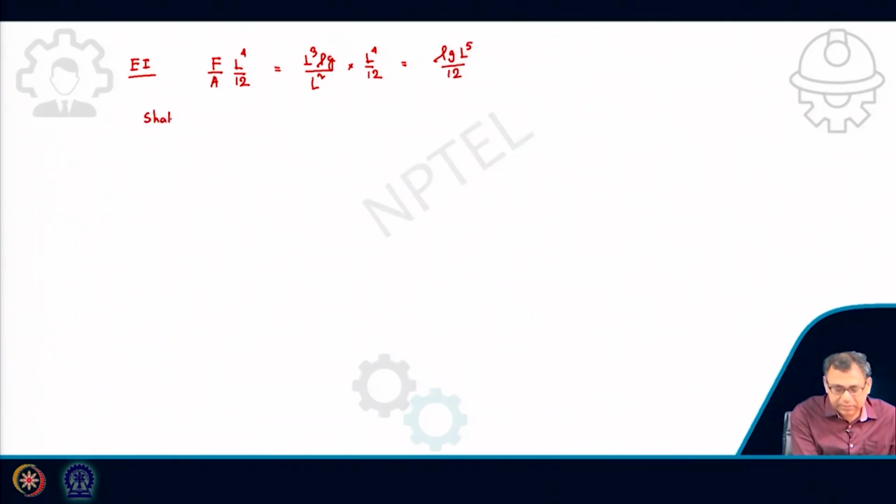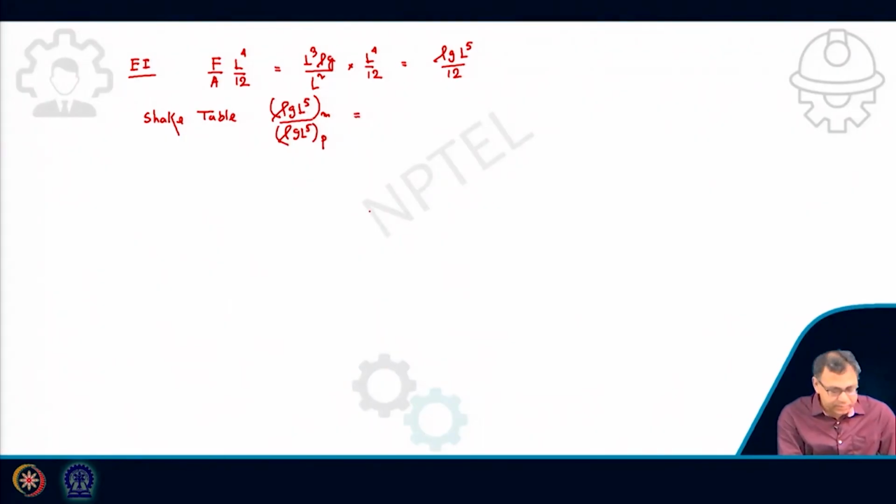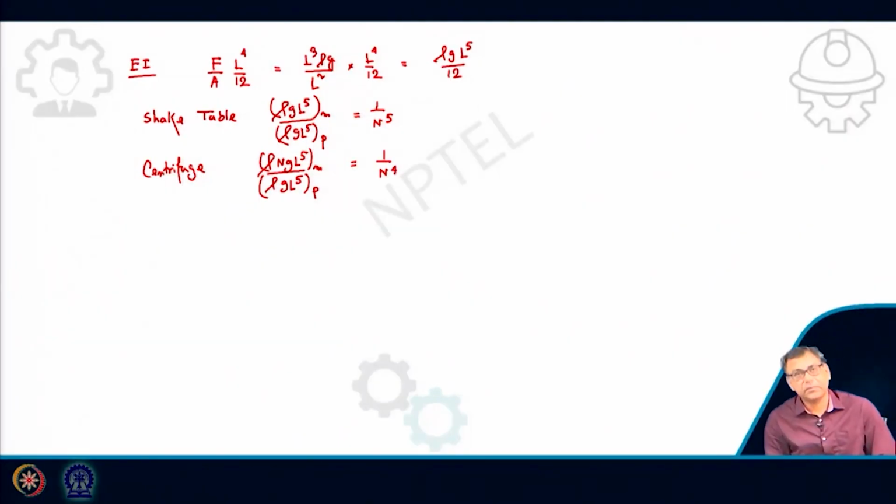So, for shake table, your rho G L 5, 12 I am cancelling, rho G L 5 for model, for prototype, that will be equal to, this rho G cancel, it will be 1 by n to the power 5. Okay. So, for centrifuge, this will be how much? Rho Ng L to the power 5 divided by rho G L to the power 5. This is model, this is prototype. So, this will be 1 by n to the power 4. Similar way you can get the EA value also, for your scale down.